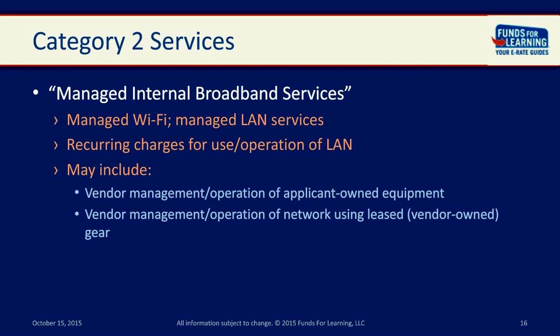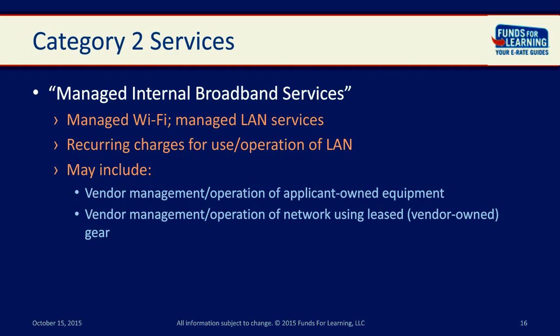Now, they do give you a couple of different options for procuring Category 2 functionality. You can certainly make hardware purchases and receive a discount on those purchases. That's the internal connections category, and that's where you would be buying the access points and switches and cabling and things. One of the other options that you have is to get that functionality as a managed service. And the program calls this Managed Internal Broadband Services. And these are services like managed Wi-Fi and other types of managed networks.